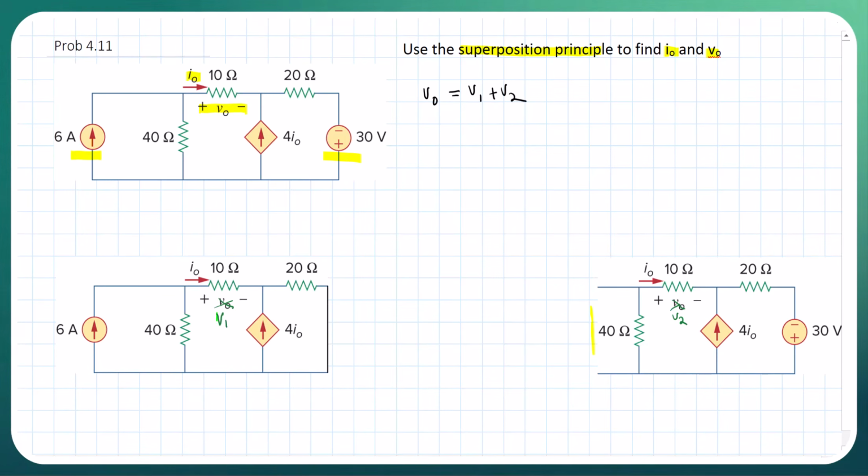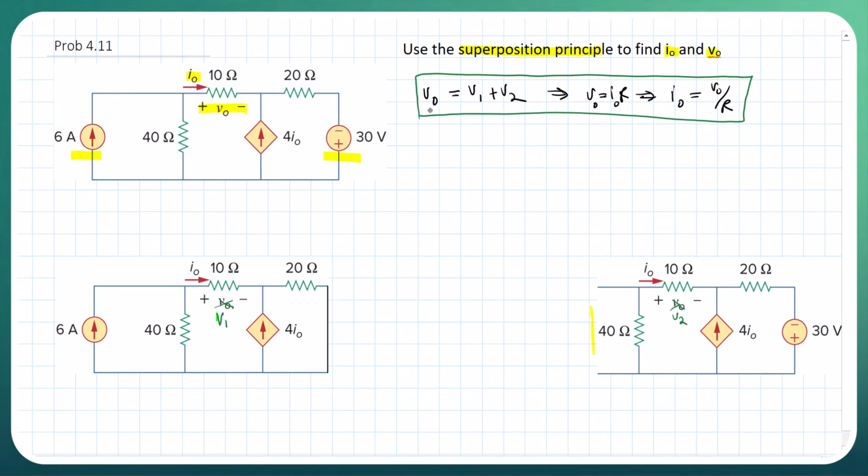Once we figure out what V naught is, we can simply use Ohm's law, V equals IR, in this case V naught equals I naught R, and we can rearrange this to figure out I naught, which is going to be V naught over R. So that's our game plan. This is what we're going to try to find by using the superposition principle. Let's go ahead and work on the first part of the problem.